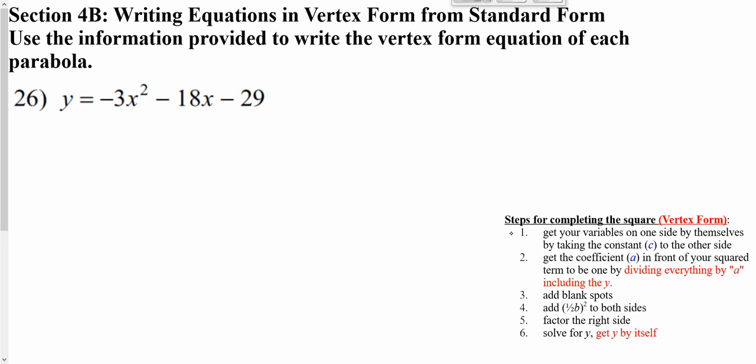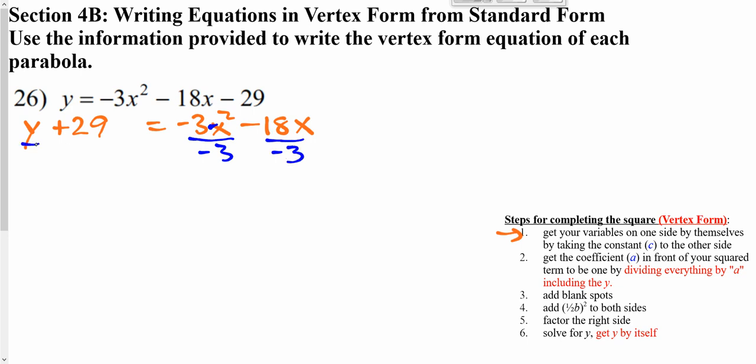So we'll do our first step. So we'll go ahead and add that 29 to both sides because we have a minus 29, so we have to undo that. So I'll add 29. And then I got to get rid of that number in front of my squared term. Right now it's being multiplied by a negative 3. So to undo that, I'll divide everything by negative 3.